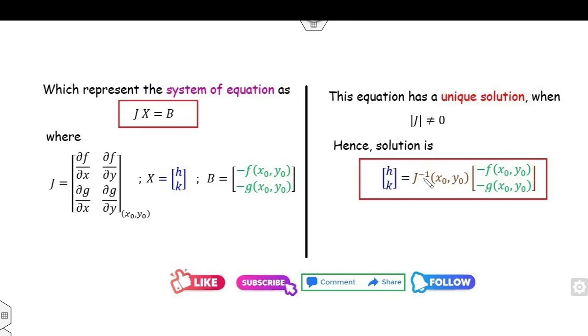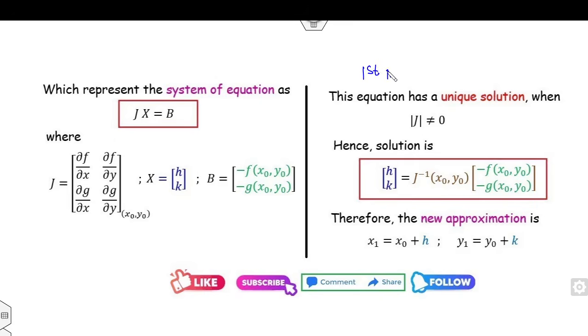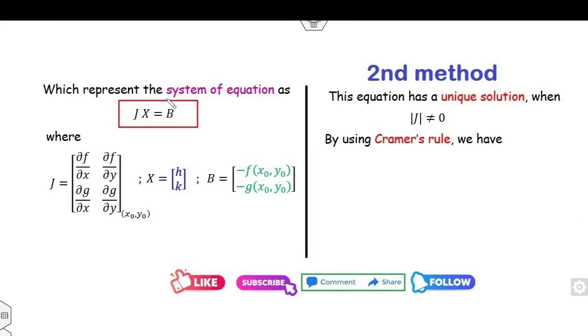So in that case, my solution is x equals J inverse b, where b is as given. After finding the values of h and k, we can find the new solution as x1 and y1. This is the first method you can solve with the help of the matrix method. There is another way I can solve this problem, with the help of Cramer's rule.